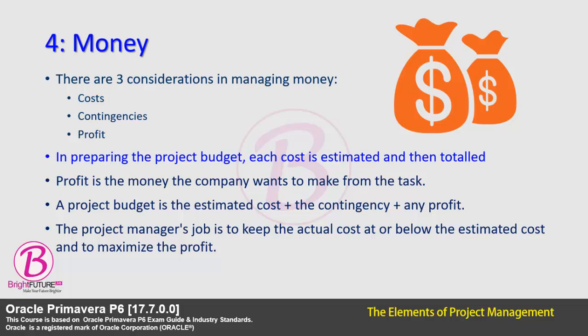Thus, the project budget should include a contingency allowance. It is money that is set aside in the budget, just in case the actual cost of the item is wildly different than the estimate.